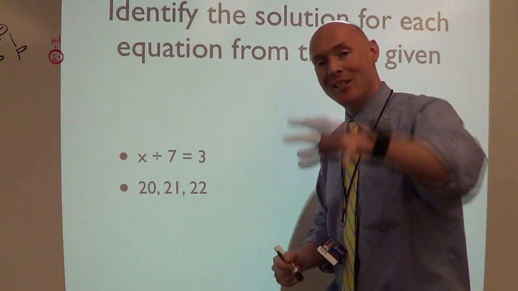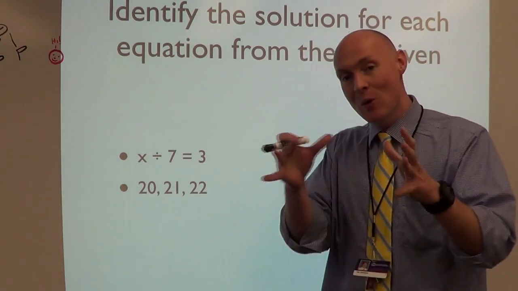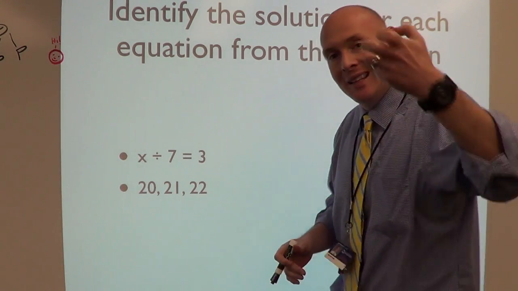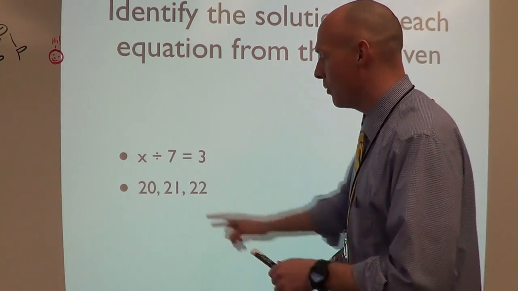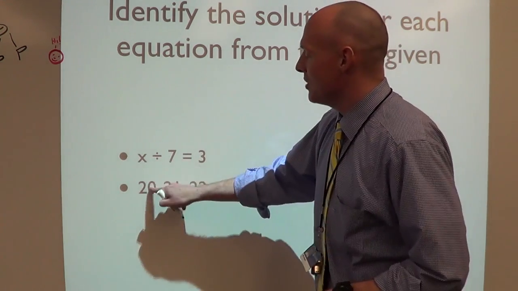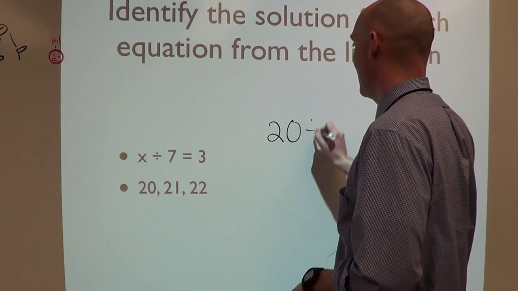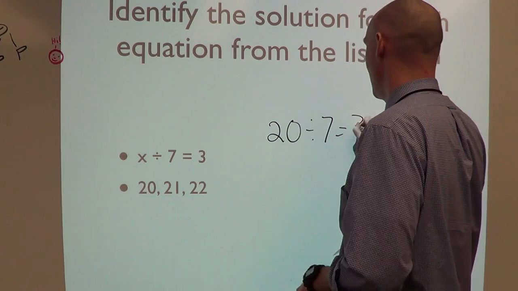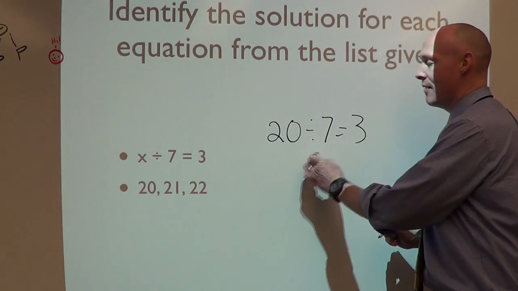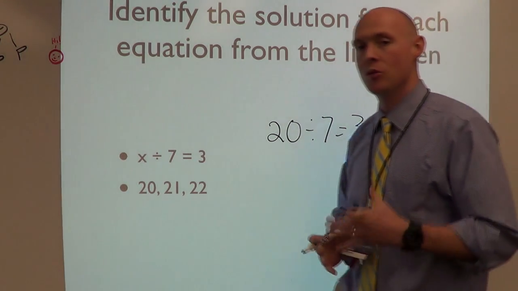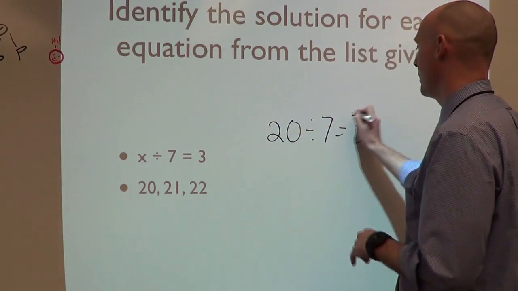Now some of you mathematicians are probably looking right away saying, ooh, I know the answer, but let's figure it out. Let's make sure we have it right. Substitute. So say it's 20. 20 divided by 7 equals 3. Well, I know that 7 can't be divided into 20 evenly, so I know that's not the right answer.